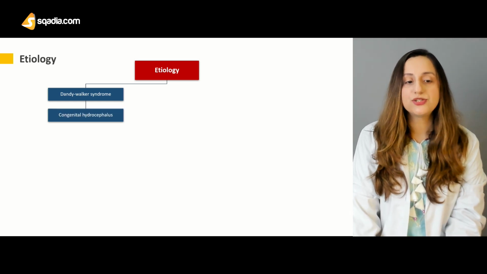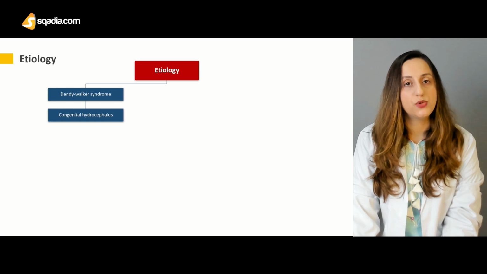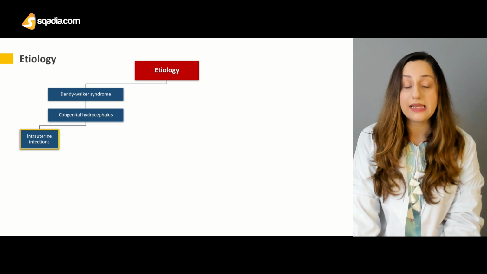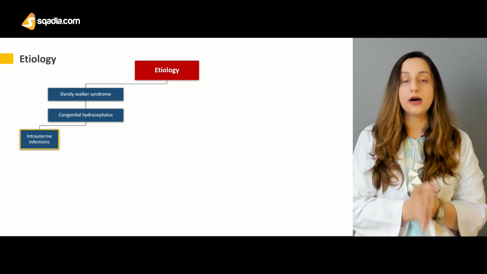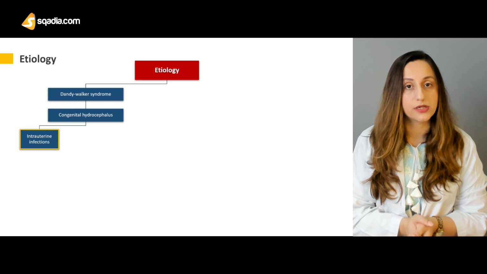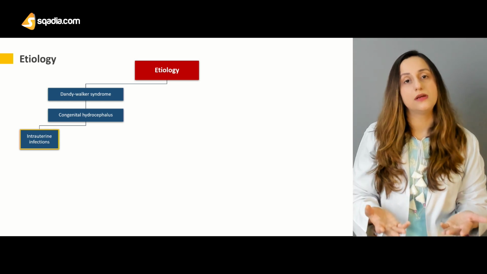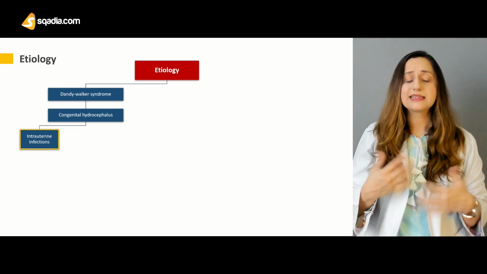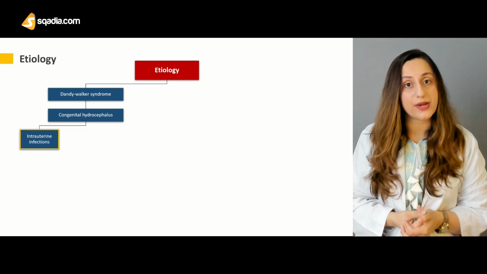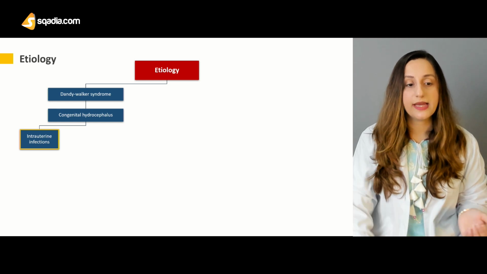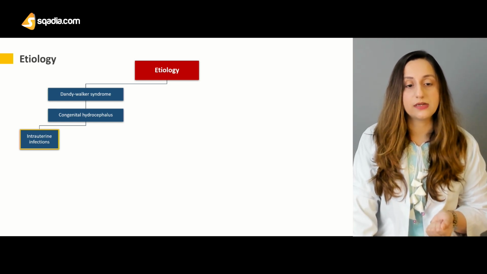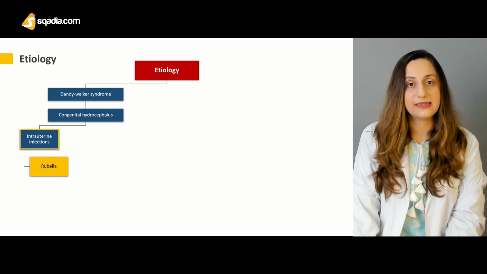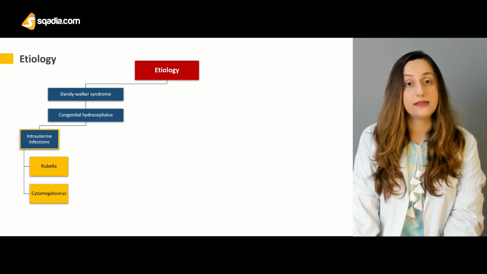So congenital hydrocephalus is usually due to the malformations that occur in the individuals. Even apart from malformations such as the Dandy-Walker malformation, it can arise due to some sort of infectious states. So we have the intrauterine infections, which can give rise to congenital hydrocephalus, and these infections are namely rubella. It's a viral infection.